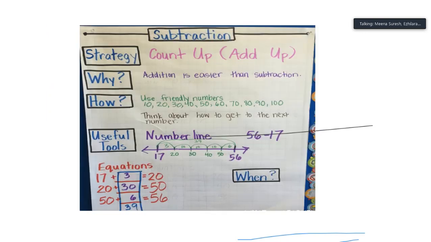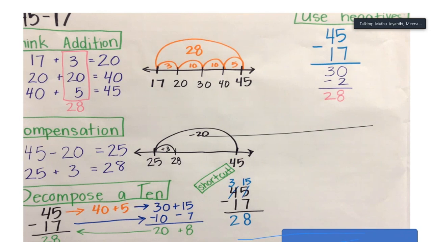Look here, 45 plus 17. Look at the way the child has done. Let's start off, 45 minus 17, sorry. 45 minus 17.